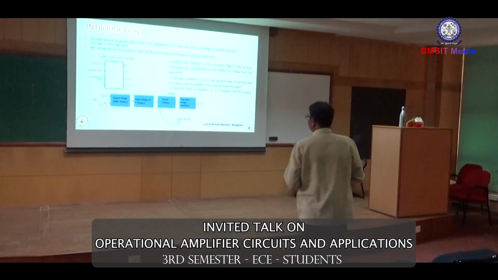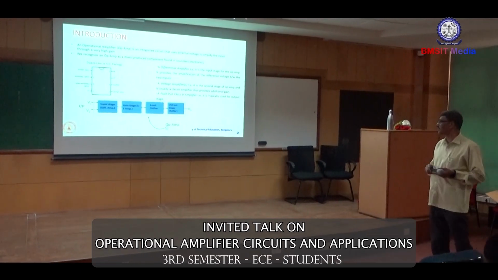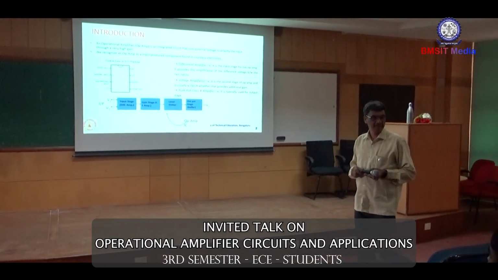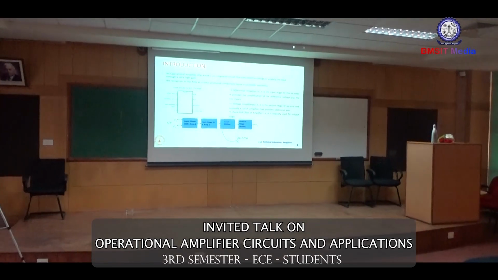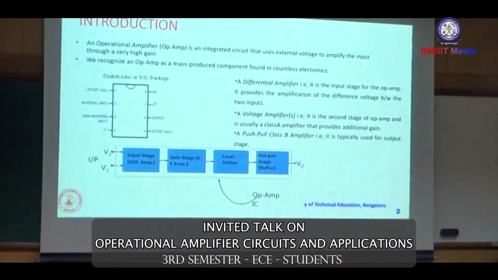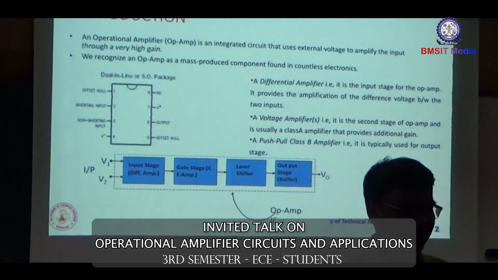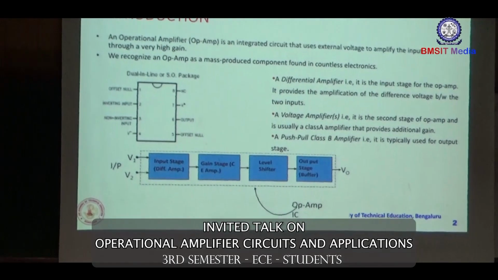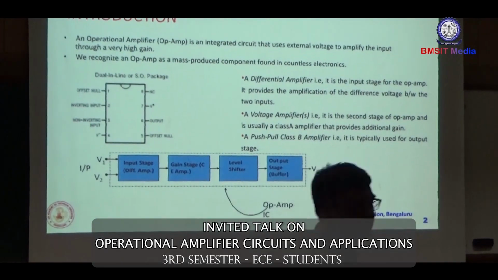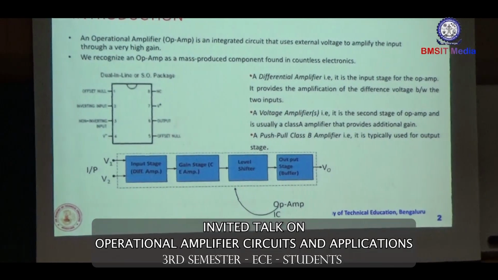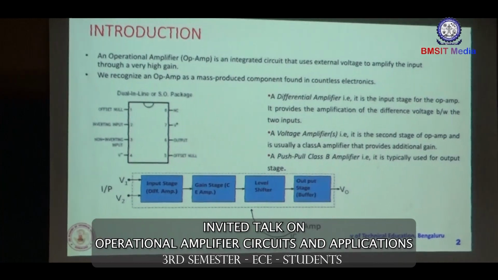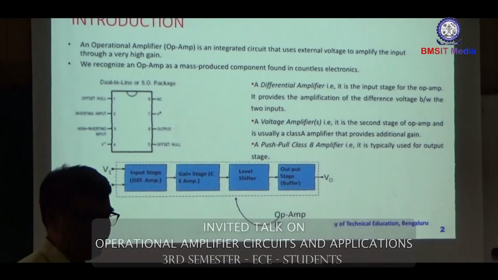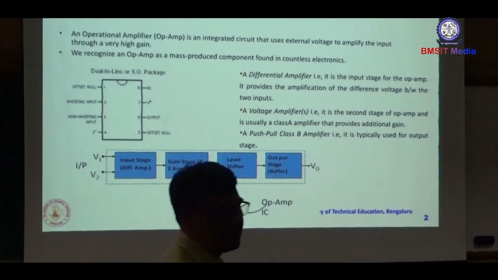The operational amplifier consists of four stages: an input stage, a gain stage, a level shifter, and an output stage. The first stage has a dual input and a dual output, so it is known as a balanced differential amplifier. The gain of the input stage is always very high, and the input impedance is also very high. It is followed by an unbalanced differential amplifier, with a dual input and a single output.